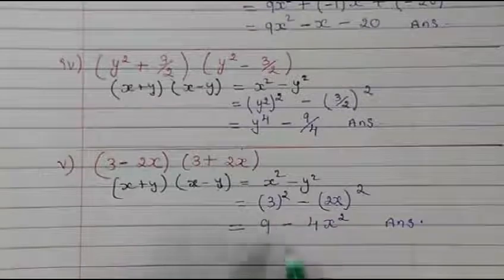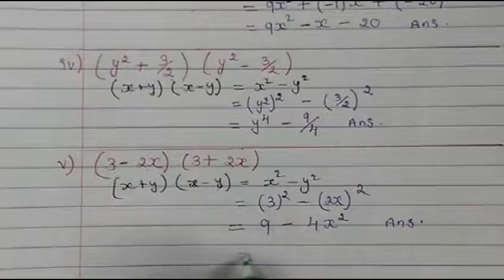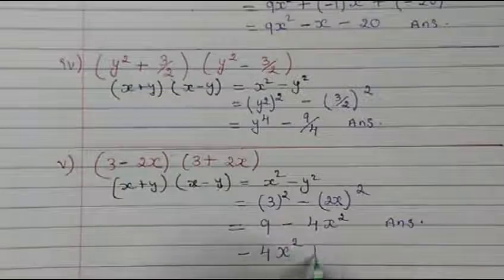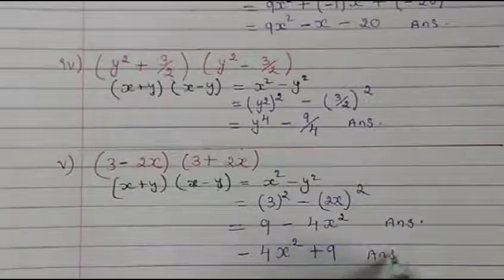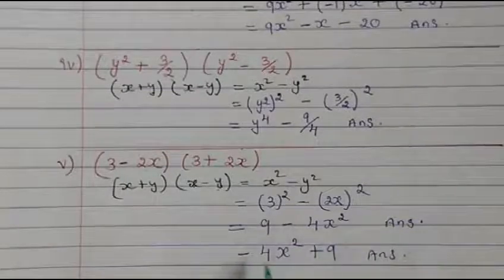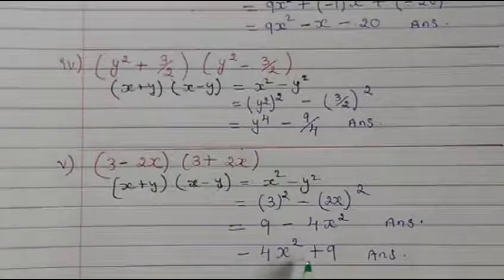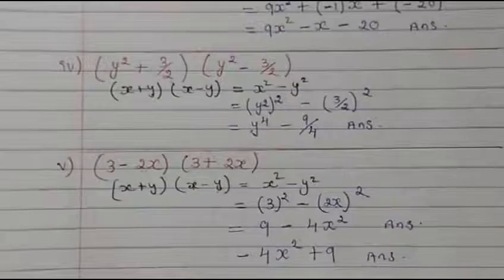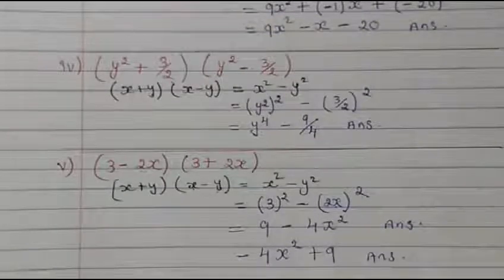So that's our answer. This you also can rewrite, because according to the degree standard form you have to arrange it. Then you write minus 4x square plus 9. Because when we studied polynomial standard form, according to the degree you have to write.